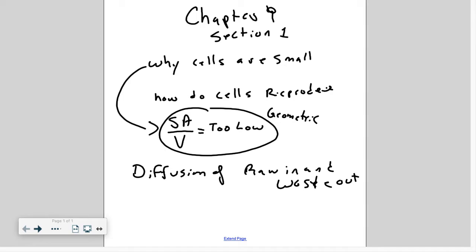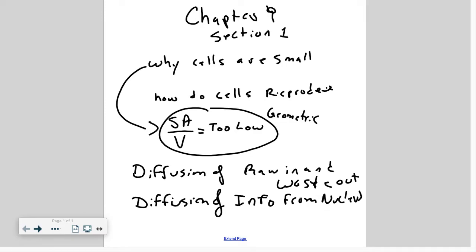The other problem we'll call communication. Communication in a cell is the diffusion of info from the nucleus. And we know from previous chapters that information in a cell is nucleic acids, the nucleotides. DNA, in this case, has to be copied to RNA. That RNA has to make its way out of the cell, find a ribosome, and be transcribed into a protein. So we have a pretty good handle, I think, on why cells need to be small.